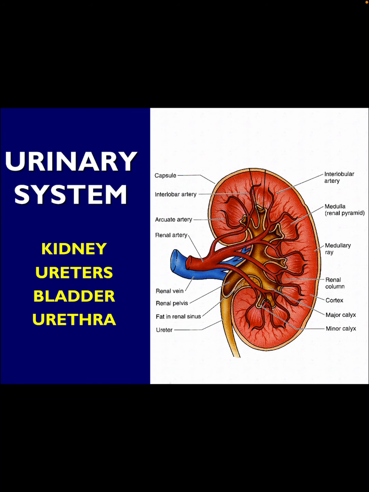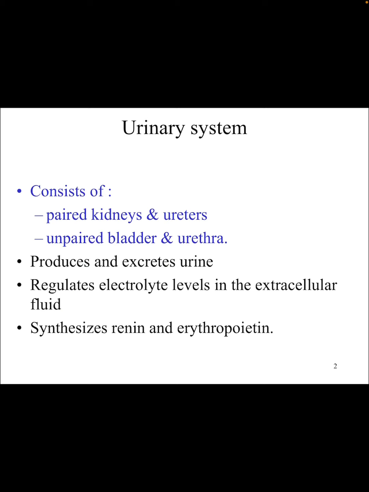Good morning. Today I'm going to talk about the renal system, or the urinary system. The urinary system consists of two kidneys, two ureters, and an unpaired bladder and urethra. As we know, the kidneys are the site of urine production. Then the urine is transmitted through the ureters toward the bladder, and from the bladder toward the urethra.